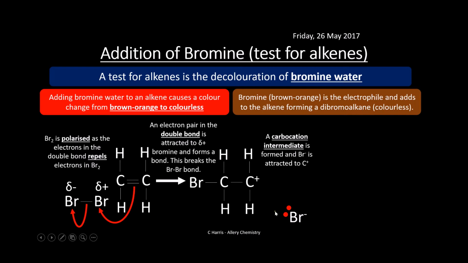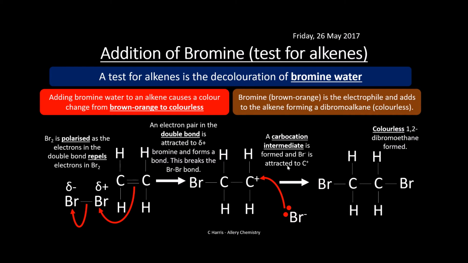Now you see here, the arrows always go from an area of electron density. We've got a lone pair there. That's going to go in and attack that delta positive carbon. There it is. And then we're going to finally get our product, which is our colorless 1,2-dibromoethane. And obviously that's the product that we've formed there. Okay, so you need to know this mechanism. This is the addition of bromine.